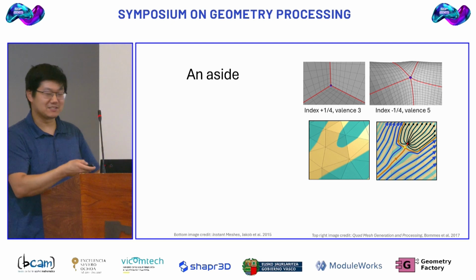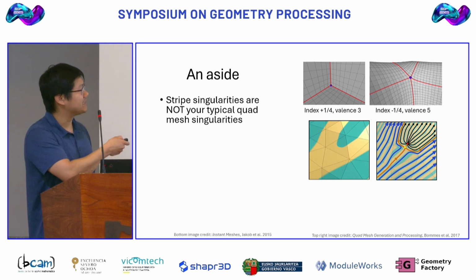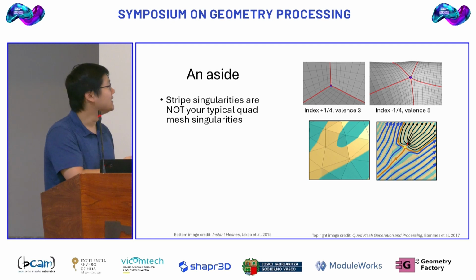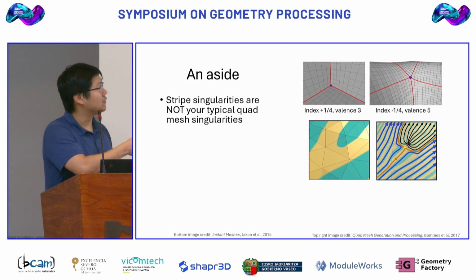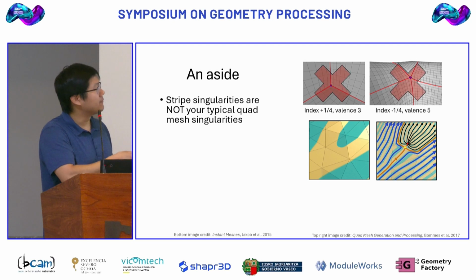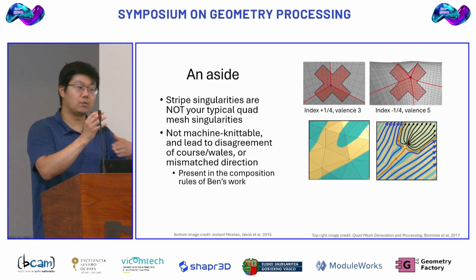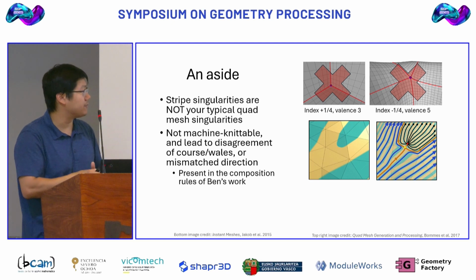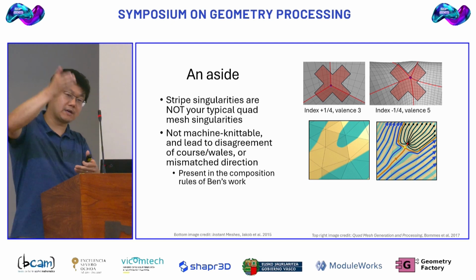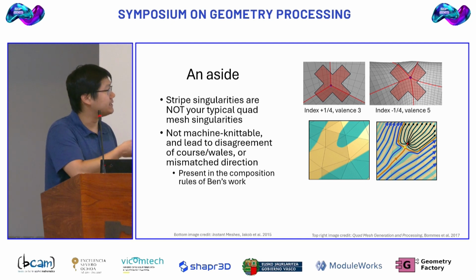This is my version of Ben's slide about the non-equivalence of stripe singularities and the quad mesh singularities. So here are your typical quad layout or quad mesh singularities, usually just valence 3 and valence 5, sometimes more. But the problem is if you have something like this, it leads to a disagreement of the course and whale directions, which is why in Ben's framework, if you have something like this, you've got to post-process, you have to sew it together there at the end.